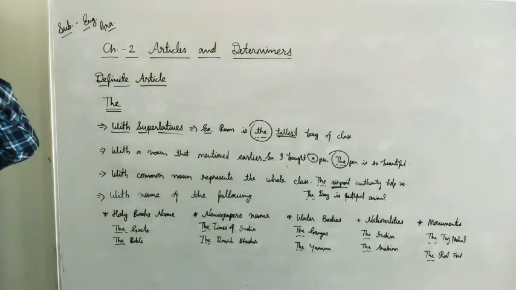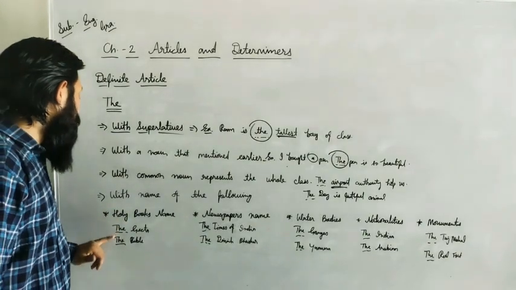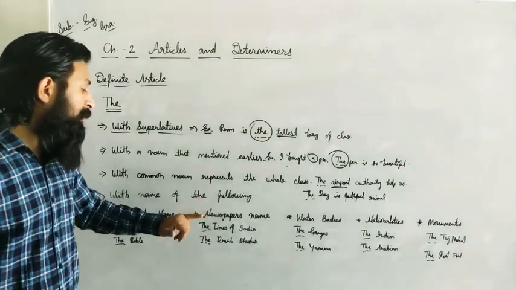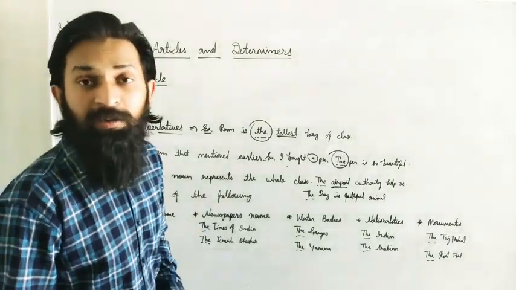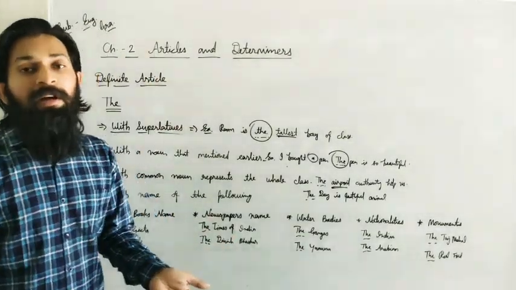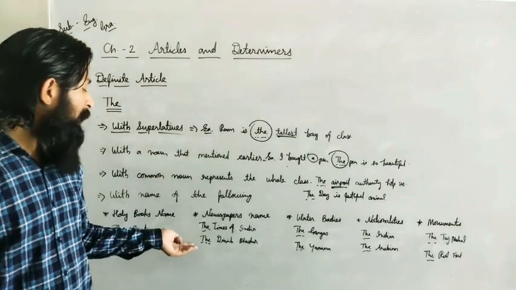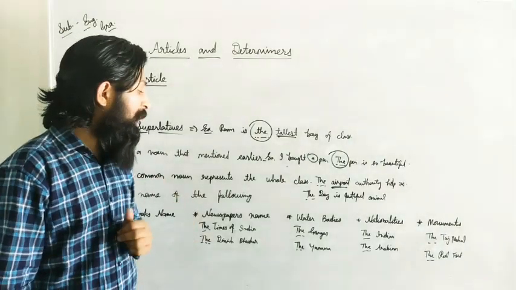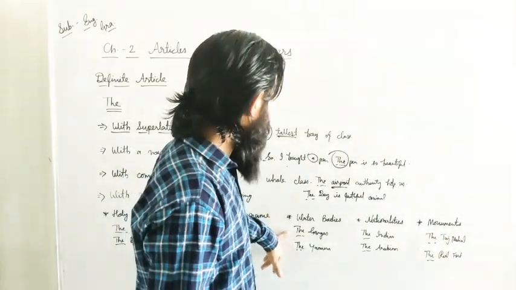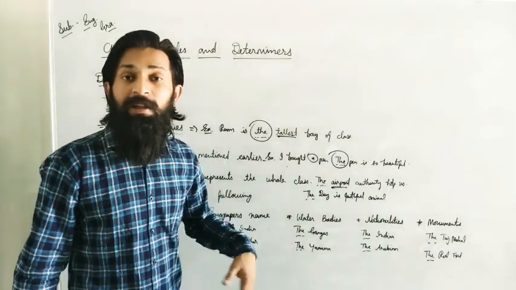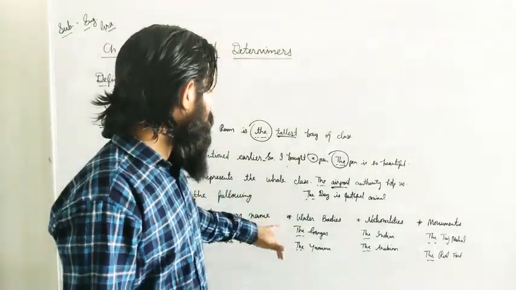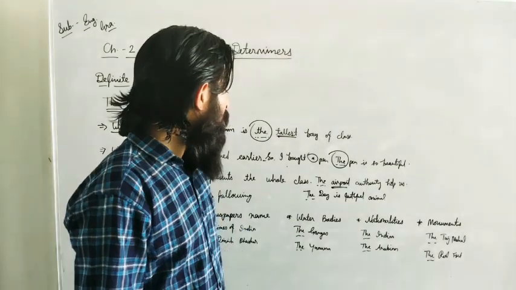With the name of the following, we can say holy books' names, like the Gita, the Bible. With the newspaper name: the Times of India, the Daily Bhaskar, the Daily Navjyoti, Punjab Kesari, whatever newspaper name there is, before that we have to use the. Before the name of water bodies like the Ganges, the Yamuna, the Saraswati, the Krishna, the Kaveri, whatever water body is there, before that also we have to use the.